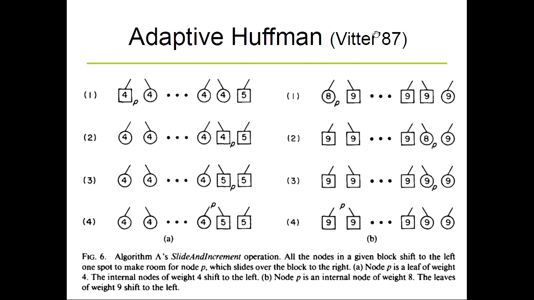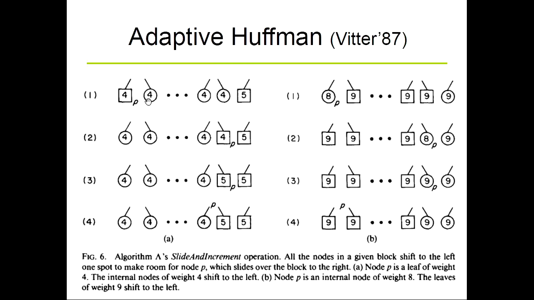This is exactly copied from the paper. It's just saying that there are two cases, case A and case B. In case A, node P, the square one, is a leaf node. In this case, the leaf node has the frequency 4, the internal node is 4, and then 5. This is in the order of the numbering, the implicit numbering.